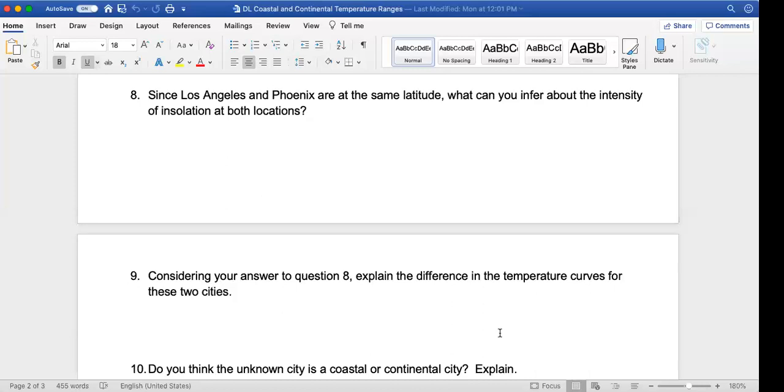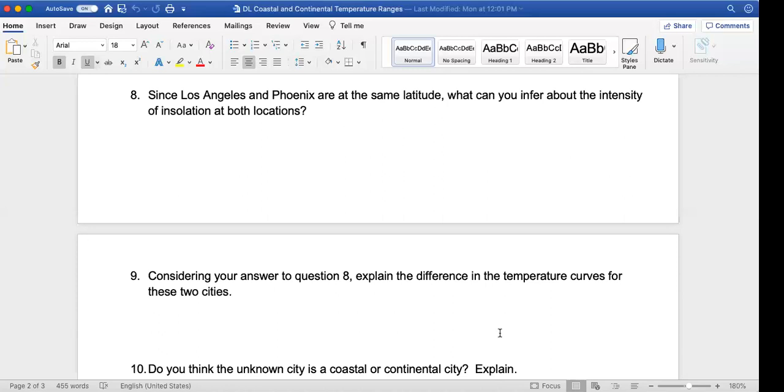Because Los Angeles is coastal, it's going to have cooler summers and warmer winters, so it's going to make the extremes less extreme. And Phoenix is landlocked, and it's in a desert area, right, which sees very extreme temperatures because there's not a lot of humidity, so the heat comes in quick, but it goes out quick. So because Phoenix is landlocked, it's going to get much hotter in the summer and then much colder in the winter. It's going to be a much steeper curve.